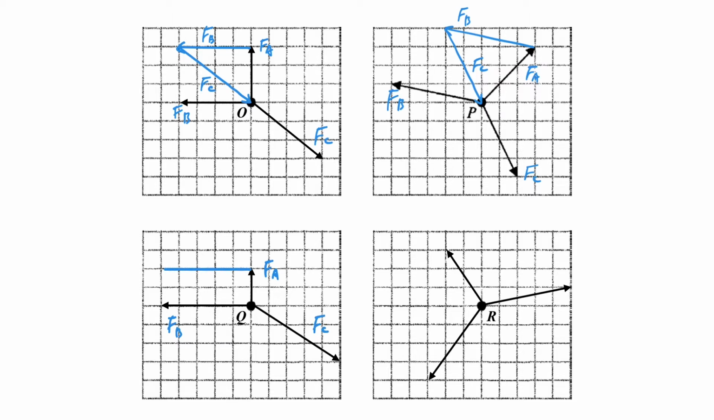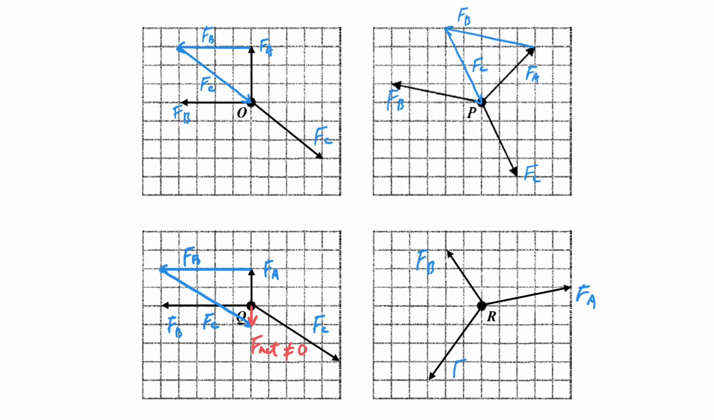This time we move FA, FB, and FC by using the tip to tail method. But this time we found that there is a net force here pointing downward. So this figure is showing a diagram where the net force is not 0.